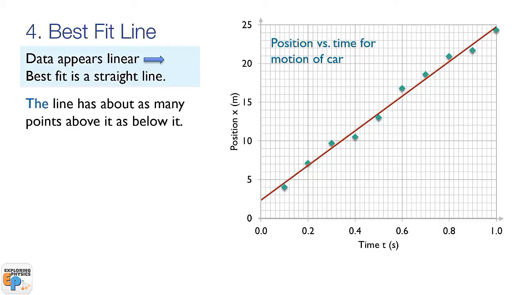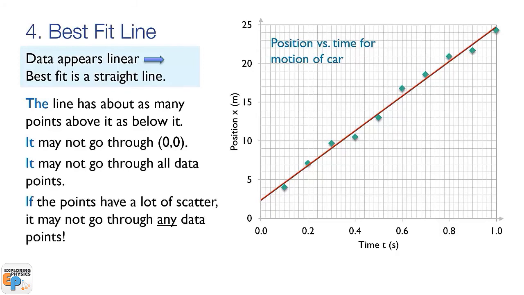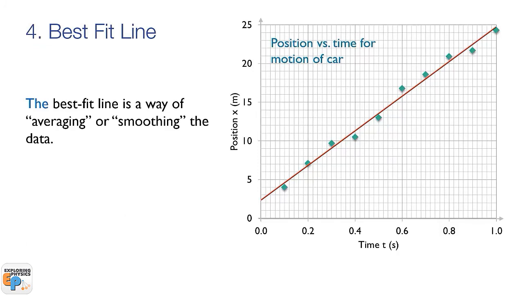The line has about as many points above it as below it. That line may not go through the origin, which is t equals 0, x equals 0. It may not go through all the data points. In fact, if the points have a lot of scatter, it may not go through any of the data points. And yet, it is the best description of the data. So the best fit line is a way of averaging or smoothing the data.